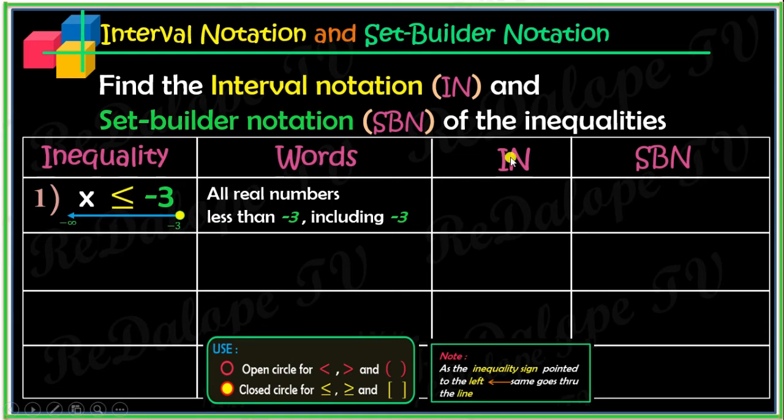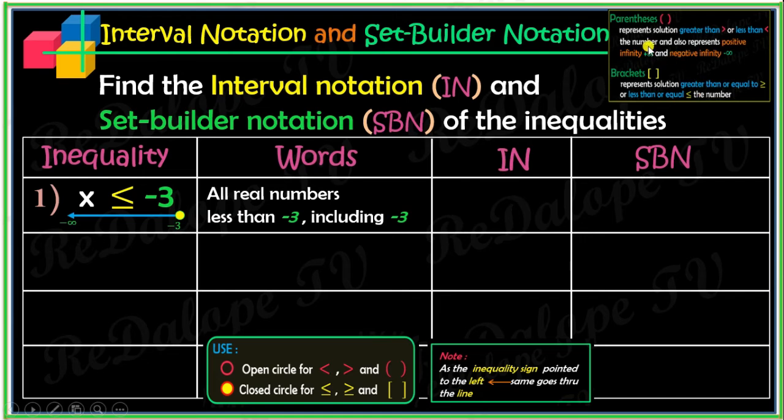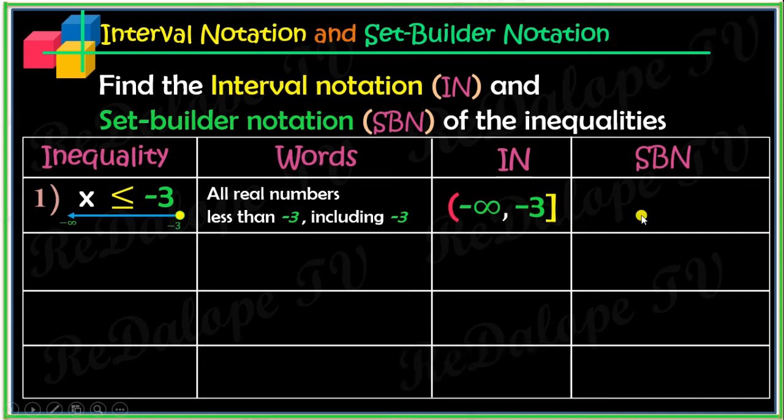Now, when it comes to interval notation, since this is negative infinity, we will make use of the parenthesis, and for the less than or equal, we will make use of the bracket. So we have open parenthesis, negative infinity, comma, negative 3, close bracket. So when it comes to set builder notation, the symbol now becomes x is an element of R such that x is less than or equal to negative 3.